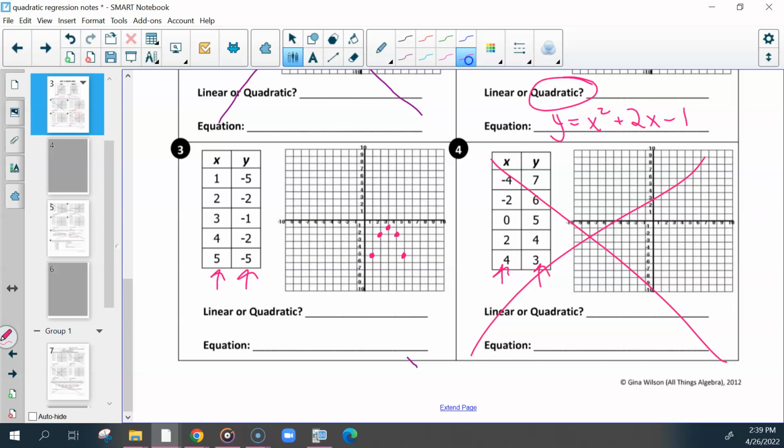So if your x's go in order, least to greatest, and then they have repeats in the y's, you have a vertex that's going to give you your quadratic. If your x's are all over the place, maybe there's a pattern, maybe there's not, maybe they increase, maybe they don't, and your y's seem to match that same pattern, that would be a linear function.